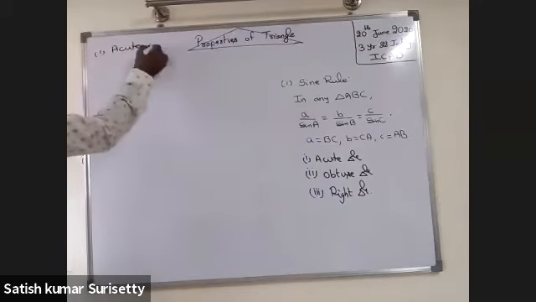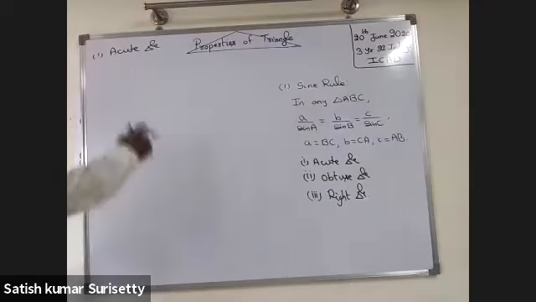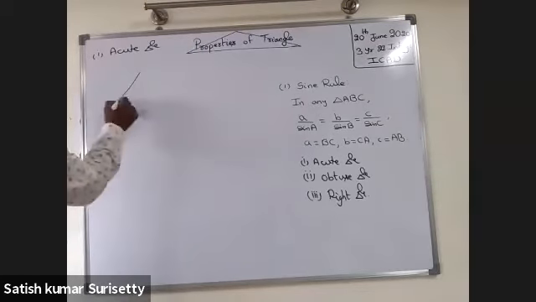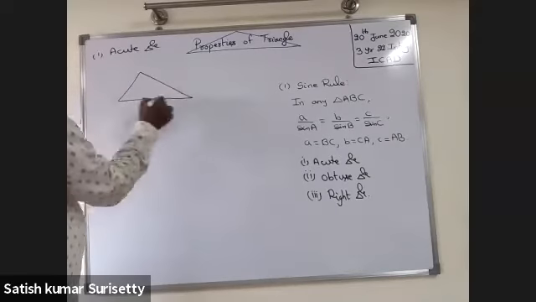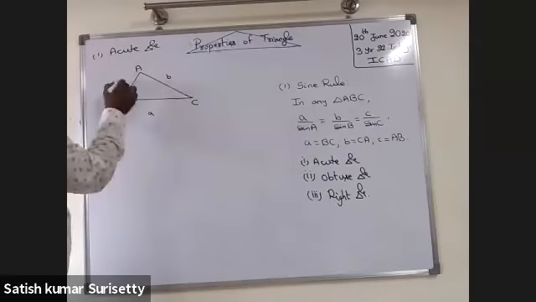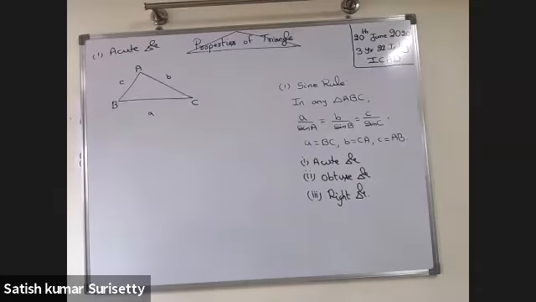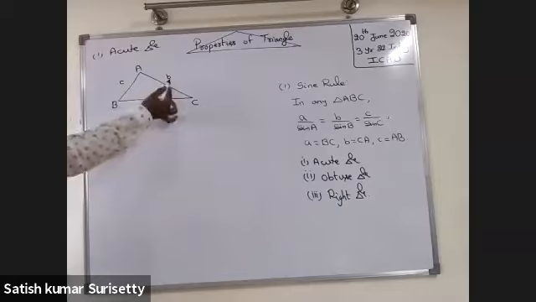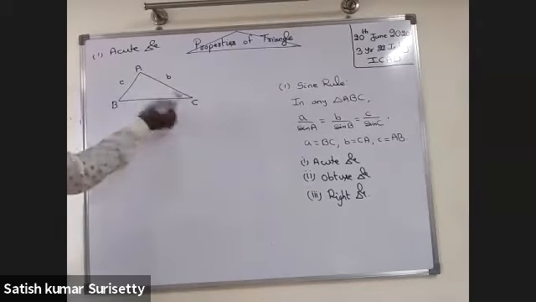Acute triangle. What is meant by acute triangle? All the angles must be less than 90 degrees. Triangle ABC, with sides small a, small b, small c. So you have to prove that the sides are in proportion to the sine of the opposite angles. That is a upon sin A, b upon sin B, c upon sin C.